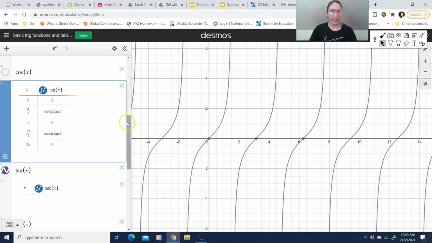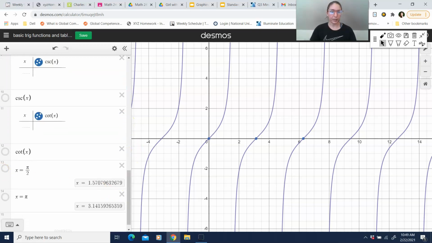And notice we have an asymptote here at pi over 2. So this is the asymptote that I put in. So at pi over 2, we have a problem. 3 pi over 2, we have a problem. And if you keep adding multiples of pi to pi over 2, we will create an asymptote.